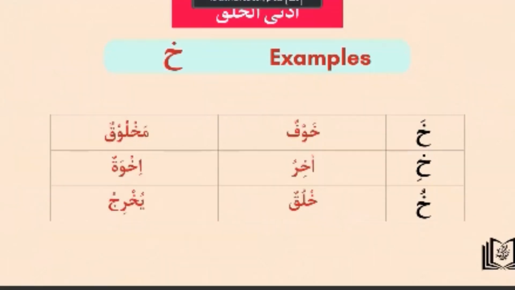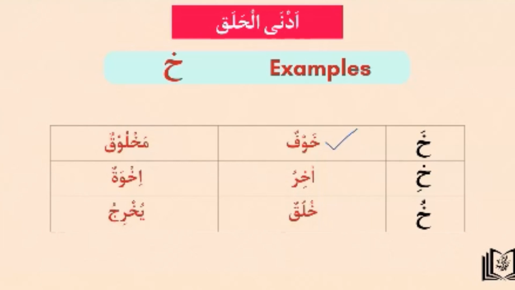Next one is the alphabet Kha. Khawfun, makhluqun, akhiru, ikhwatun, khuluqun, yukhriju.